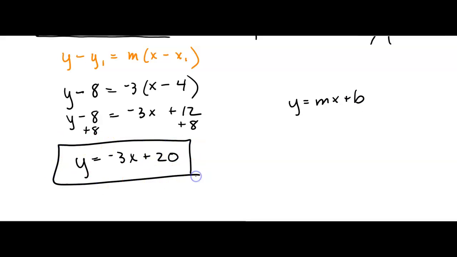That's the equation in slope-intercept form. I know the slope is -3. I know the y-intercept is 20. And it's a beautiful thing.